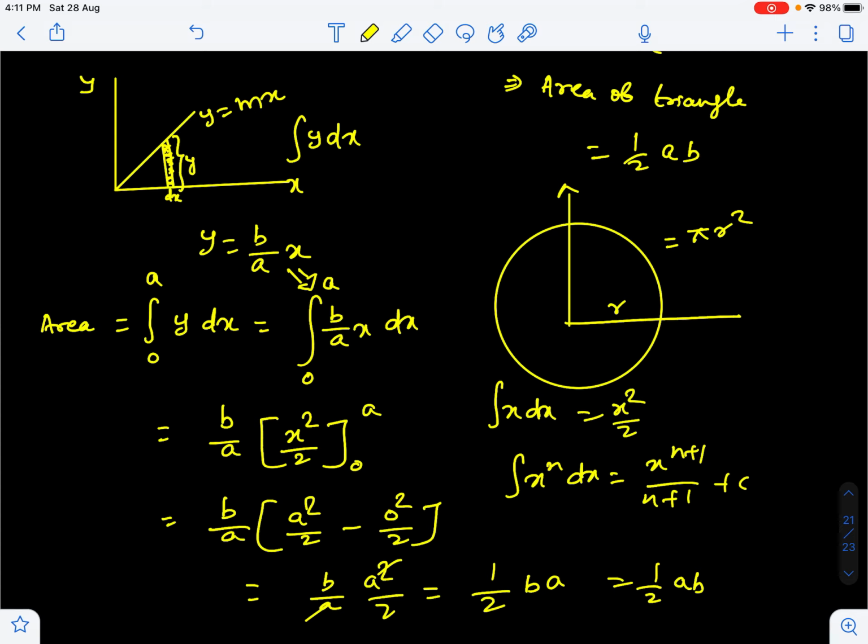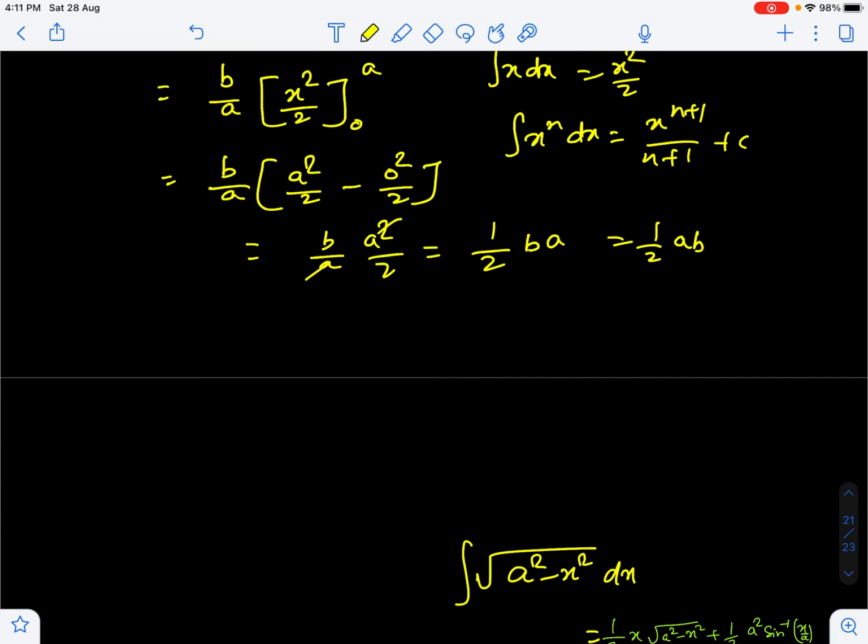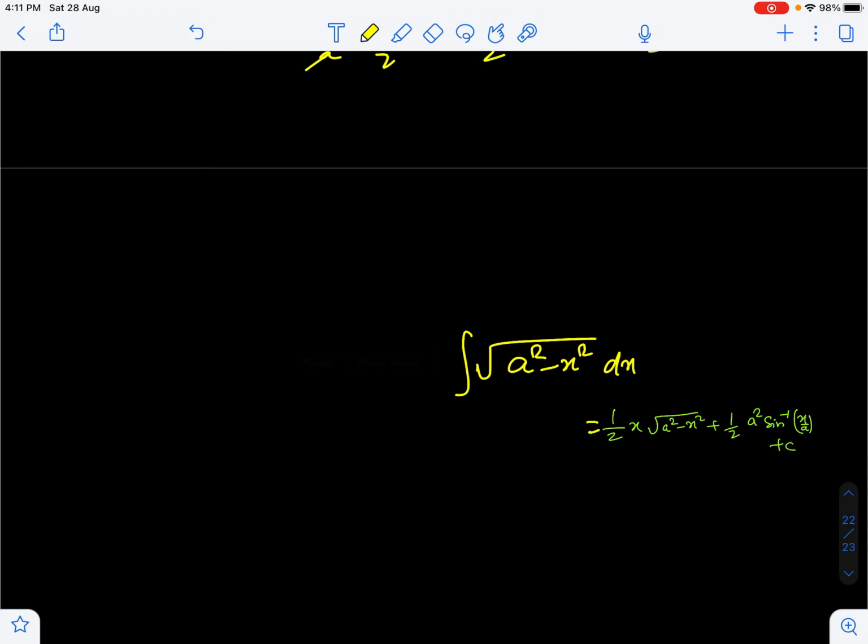So one question is coming in your mind: sir, how did we get the term pi? There is no way to get this expression pi. So guys, in yesterday's class I told you one formula: the integration of under root a square minus x square dx is equal to 1 by 2 x under root a square minus x square plus 1 by 2 a square sine inverse x by a. So let us try to find out if we get the pi term or not.